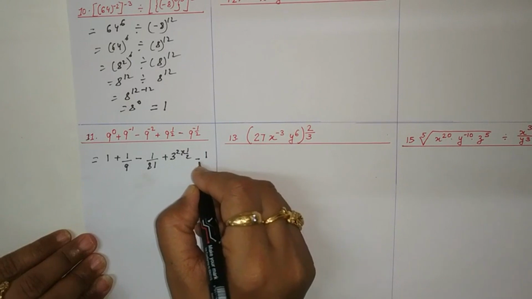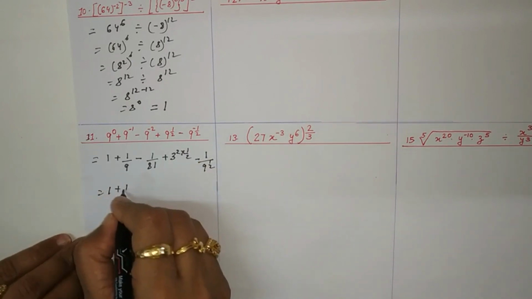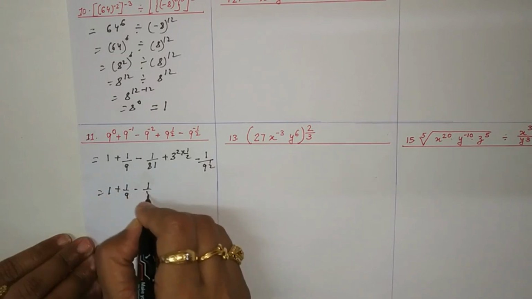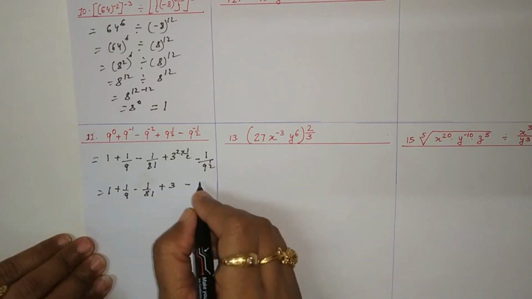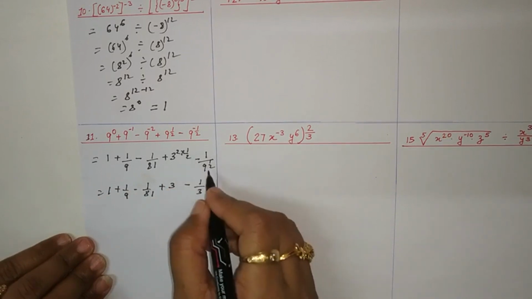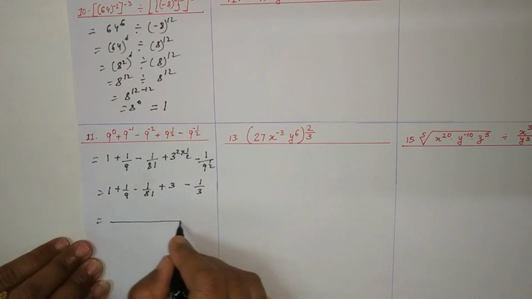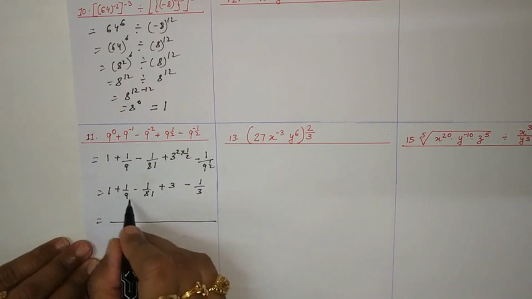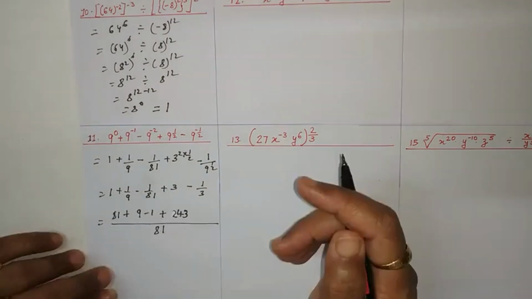Minus 1 by 9 to the power of half. So I get 1 plus 1 by 9 minus 1 by 81 plus 3 minus 1 by 3. Calculation is same. 9 is 3 square into half, so 1 by 3. And the common denominator, that is the LCM of 1, 9, 81, 1, 3 is 81.